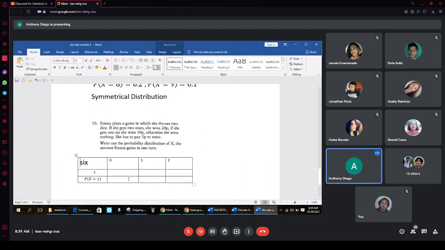Okay. Now, if the person gets 0 sixes, otherwise he wins nothing. So which means then the person would have lost 5 pence. So this would be -5 there.